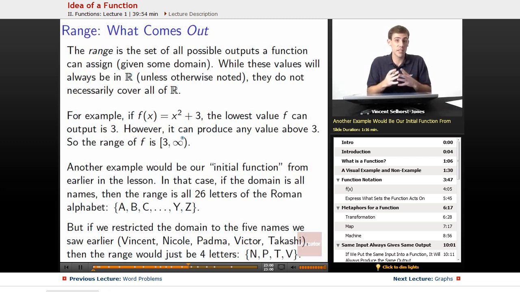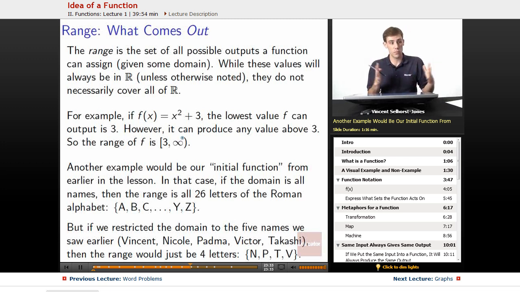Because if we're looking at all the names that could possibly exist, well, there's Albert, there is Bill, there's Charles, there's Doug, there's Elizabeth, and so on and so forth. So there's always something that will spit that out. But if we restricted the domain to the 5 names that we saw earlier, Vincent, Nicole, Padma, Victor, and Takashi, then we only had 4 letters show up. We just had N, P, T, and V show up. So in that case, if we restricted our domain to a smaller thing, our range would also shrink. So the range depends on what our domain is.